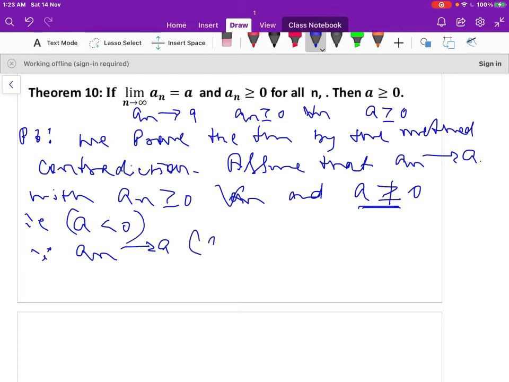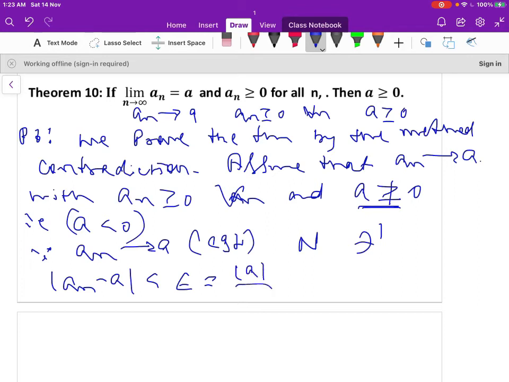Since an converges to a, because it is a convergent sequence, there exists a positive integer n such that modulus of an minus a is less than epsilon, where epsilon is equal to modulus of a by 2, for all n greater than or equal to n.